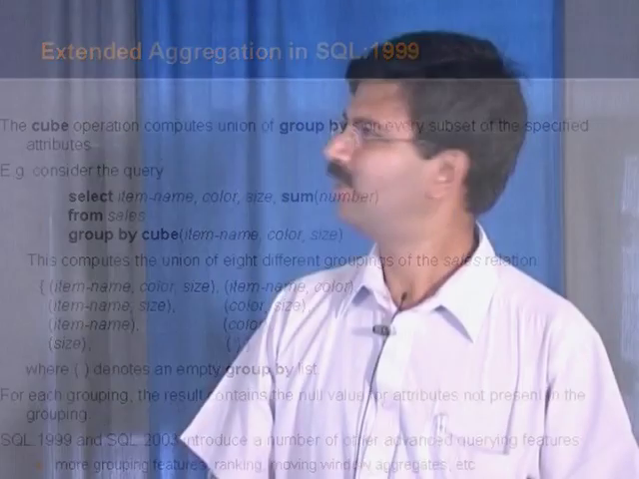If there are n things here, you'll get 2 power n combinations. In fact, if you do group by with hierarchy, it'll be an even larger number of combinations. So this is supported by SQL, and some databases support it. PostgreSQL does not, so don't try this on PostgreSQL, but some of the others do.